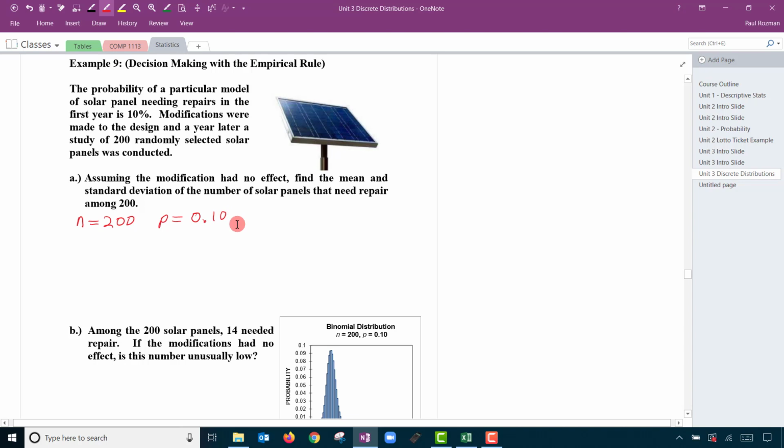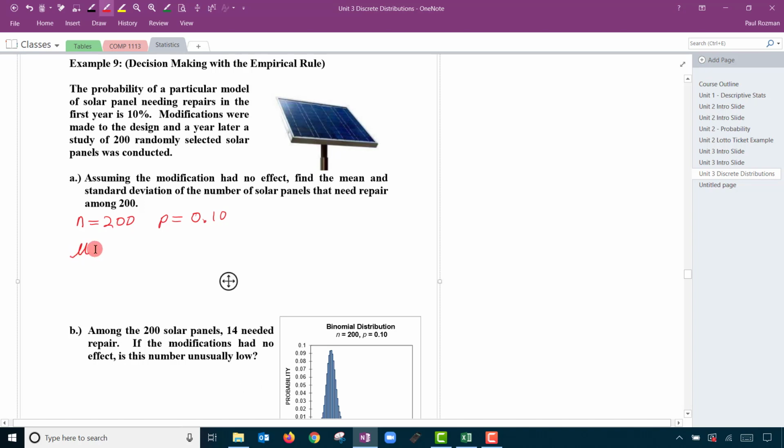Is this a binomial situation? I think so. They either need repair or they don't. They have a fixed probability of success. And by success, I mean successfully breaking. We'll assume they're independent of one another, so that we took samples from all different places, and one that was sitting next to another one didn't influence another one, for example. So I think we have independence and fixed number of trials. So we have met the binomial criteria.